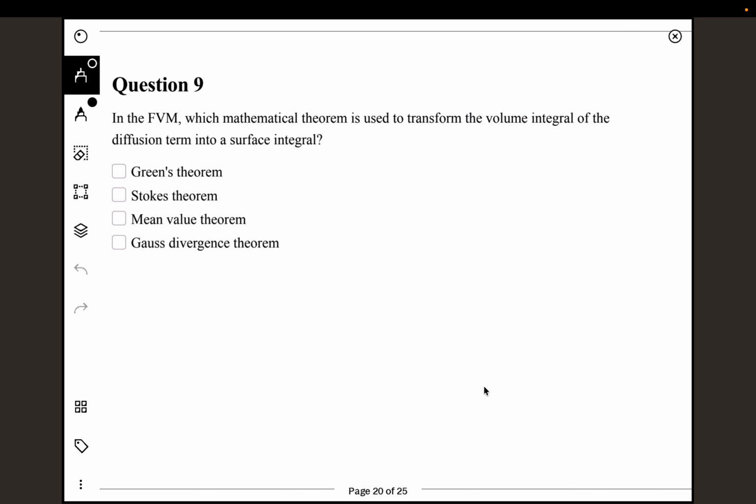In the finite volume method, which mathematical theorem is used to transform the volume integral of the diffusion into a surface integral? So in the derivation, we were using something like this, del dot something. It's basically a surface integral. But yes, this is what we were doing. So this is basically Gauss divergence theorem. We didn't use any other ones, but fine. So this is the main one.